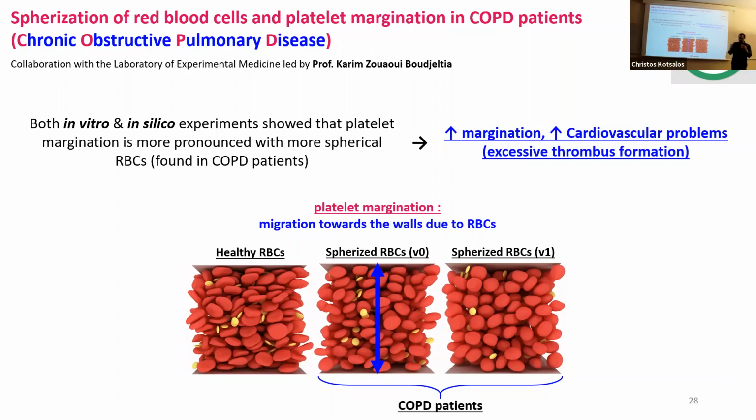So this was one of the important first projects where we are using both the in silico and the in vitro part in order to validate our solver, but also do more in-depth investigations of problems.